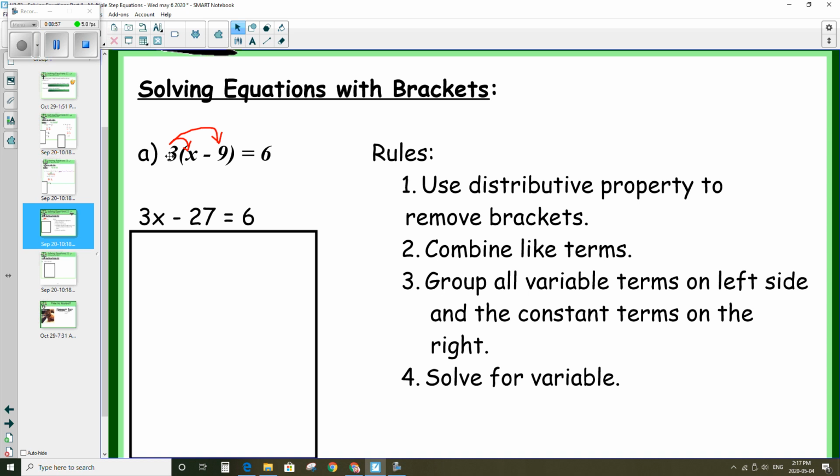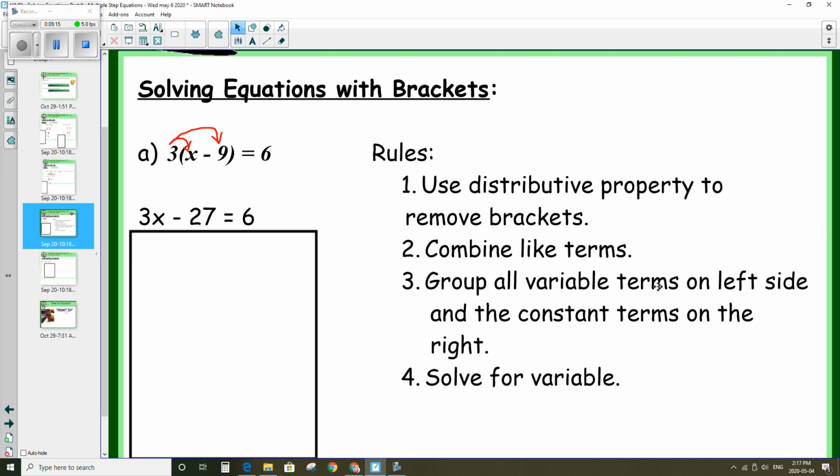So I've done that. 3 times x is 3x. 3 times negative 9 is negative 27. All right, combine any like terms. We don't have any like terms here that we can combine. When I say combine like terms, I mean on the same side of the equal sign. There's nothing we can combine here.